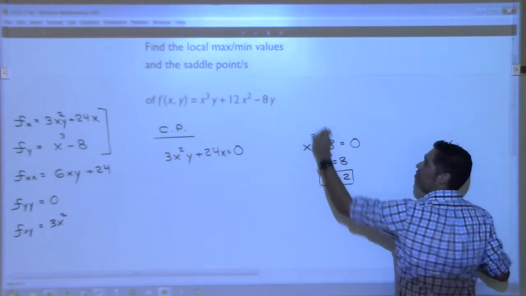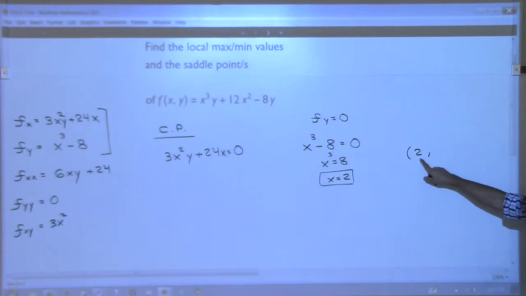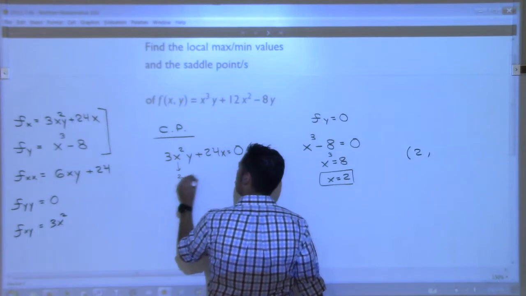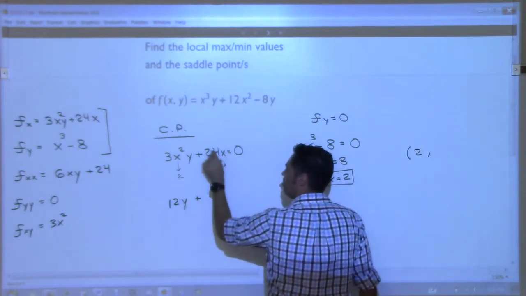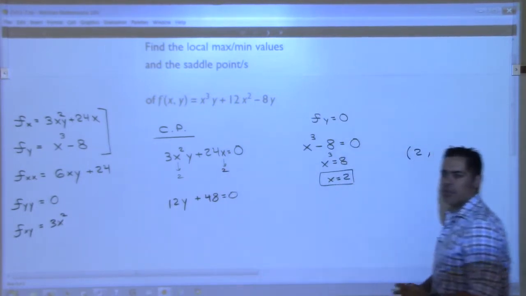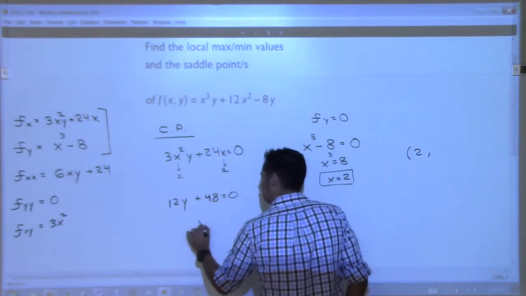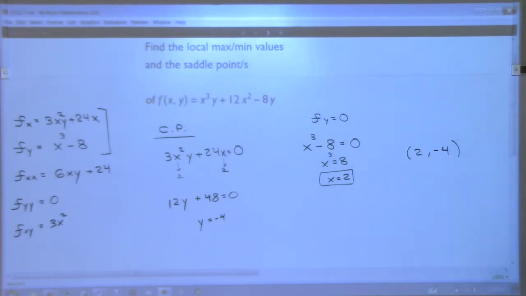So in order to make this one true, x must be 2. So right now I know that my critical points all have to look like this: 2 and then something. Now, if x is 2, come back over here and replace your x's with 2's. You're going to get 3 times 4, so that's 12y plus 48 equals 0, because you have no choice. To make this true, x has to be 2. Now solve that. What do you get? y is negative 4.